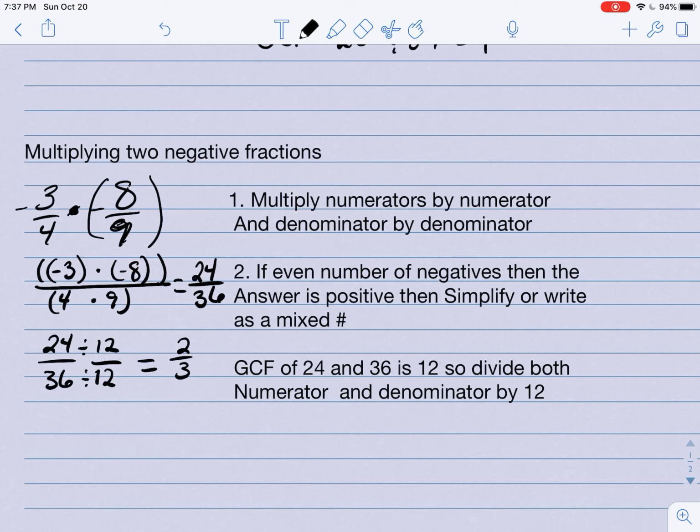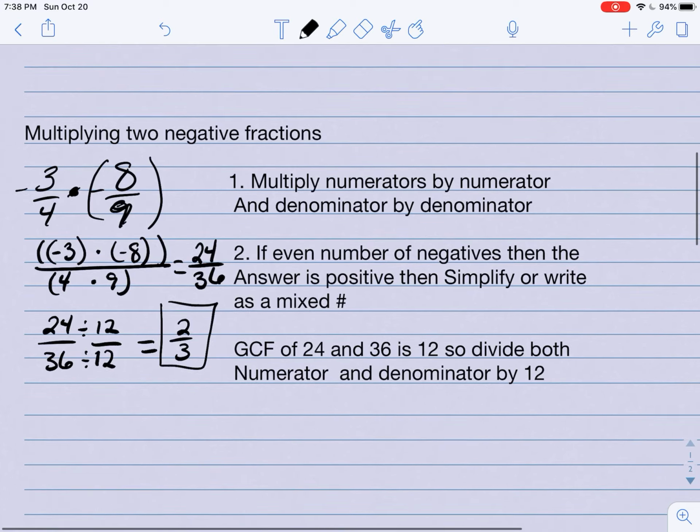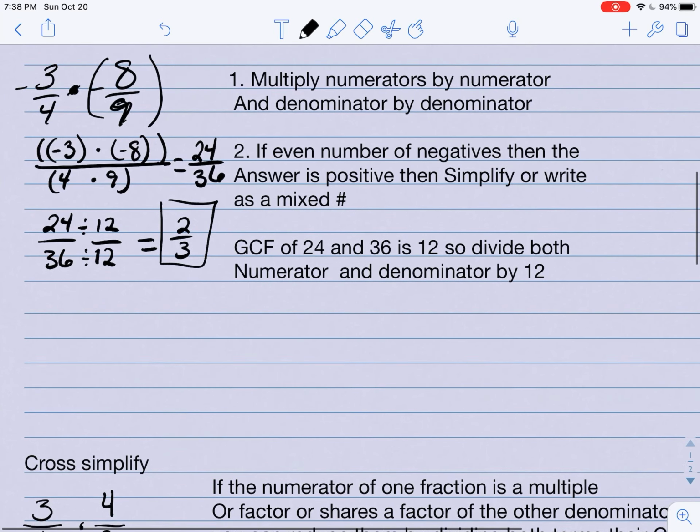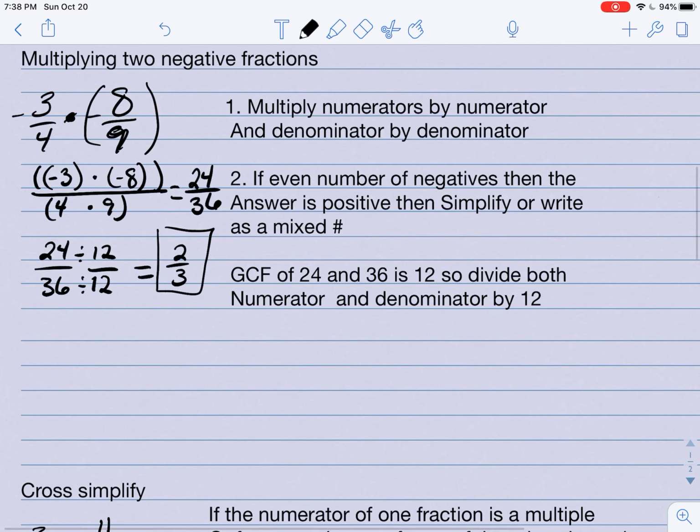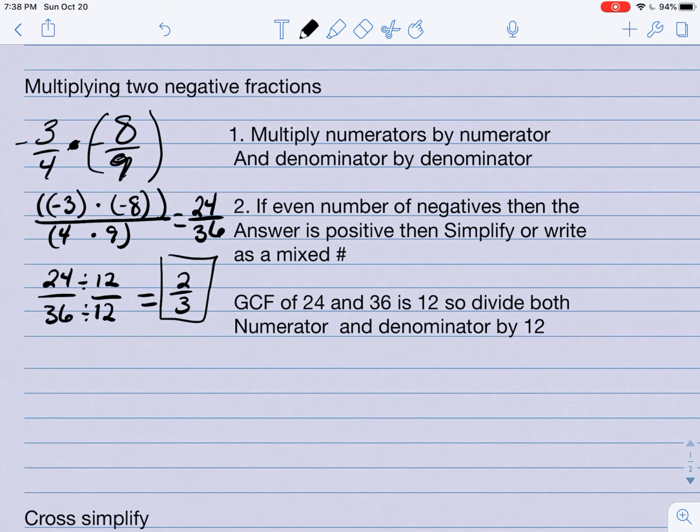So if you multiply 2 by 12, you get 24. If you multiply 3 by 12, you get 36. And so 2/3 is that fraction simplified in lowest terms, or in simplest form.